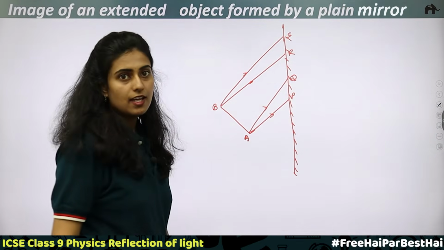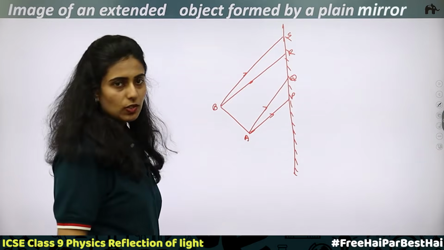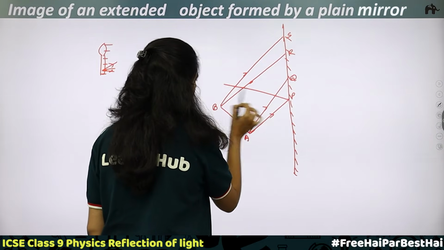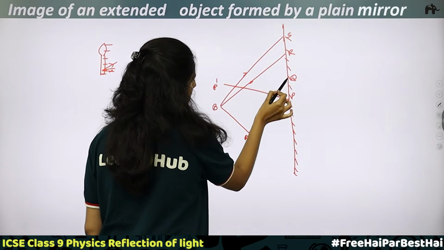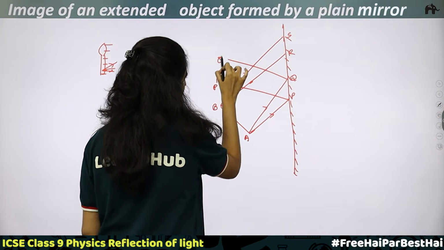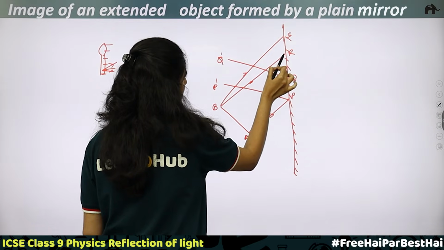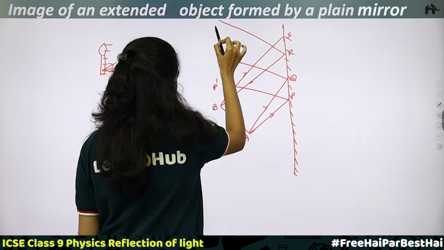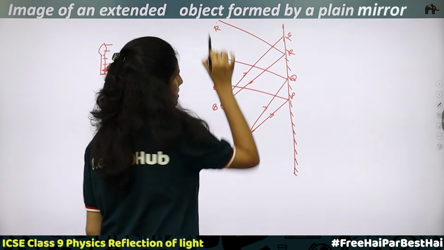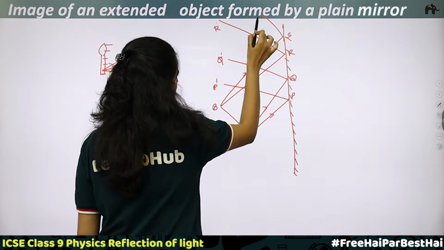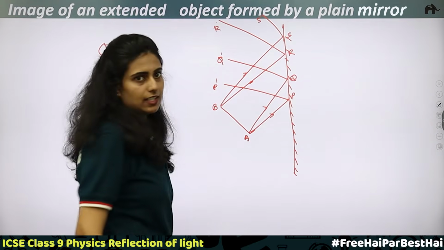Now what happens? Reflection takes place. So this is the first reflected ray, P dash, Q dash is the second reflected ray, R dash is the third reflected ray, and S dash is the fourth reflected ray.